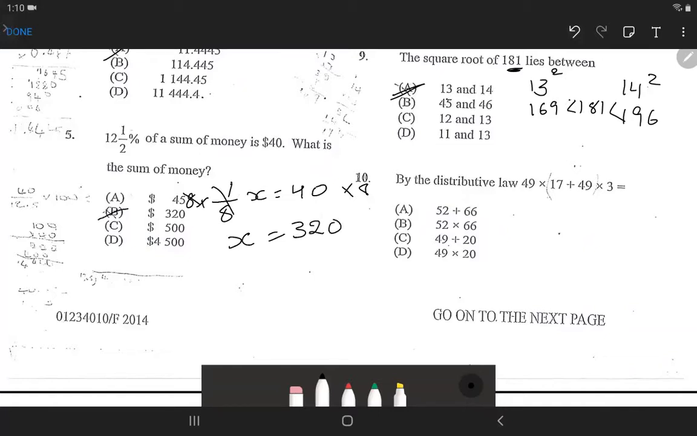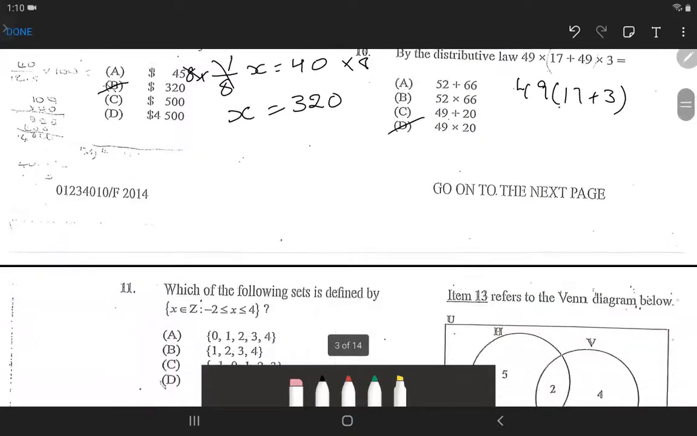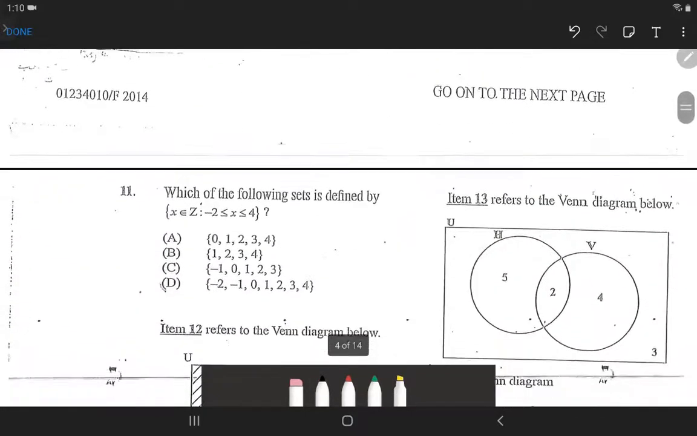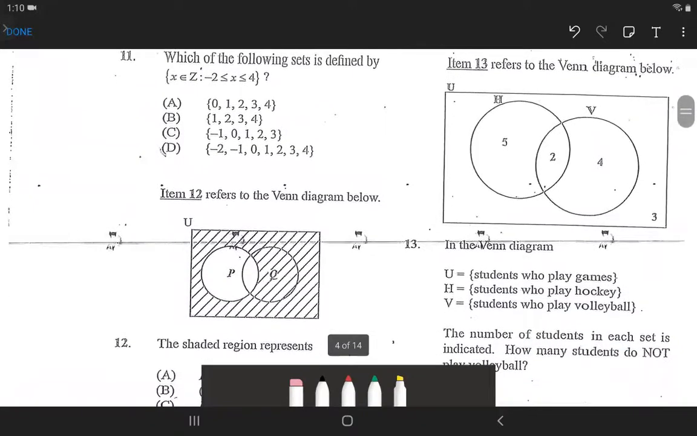So that's B. By the distributive law, we could factor out the 49 to get 17 plus 3. So we get 49 by 20. Remember that you cannot use calculators for this exam.